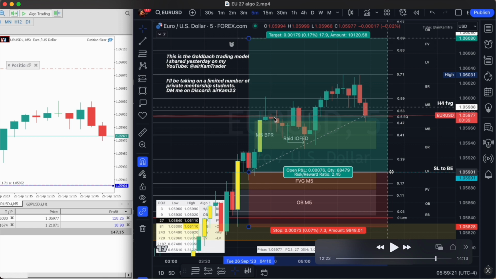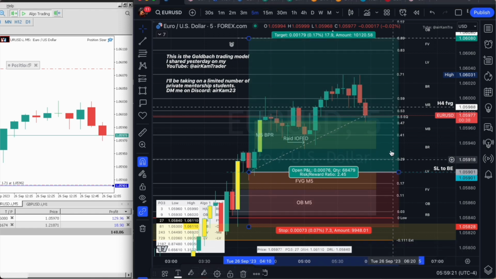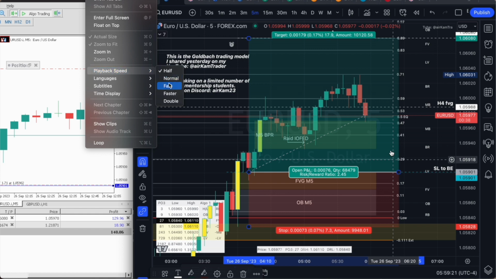We have a balanced price range and we're above equilibrium. I don't necessarily want us to go back to the fair value gap. So that's why I'm like, cool, stop loss to break even, that's fair. Let's speed it up a little bit.